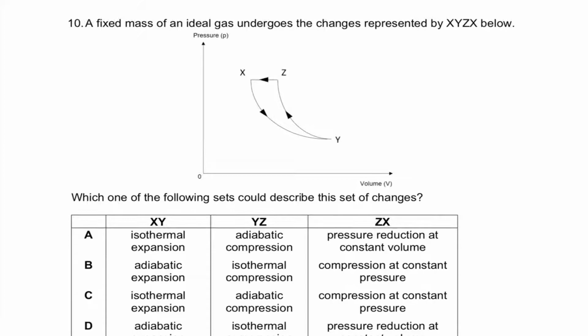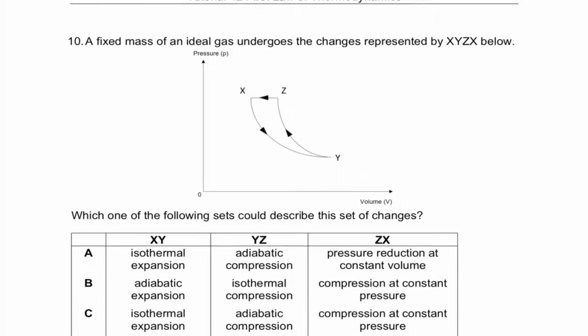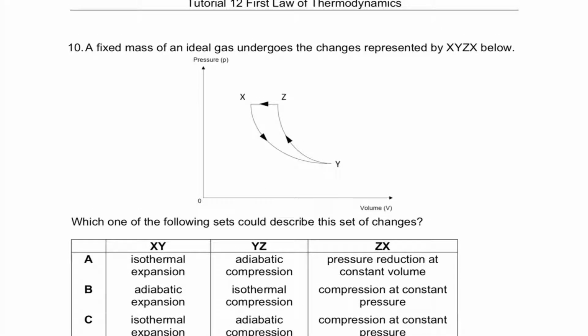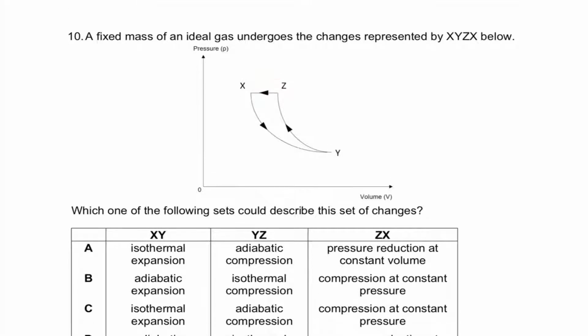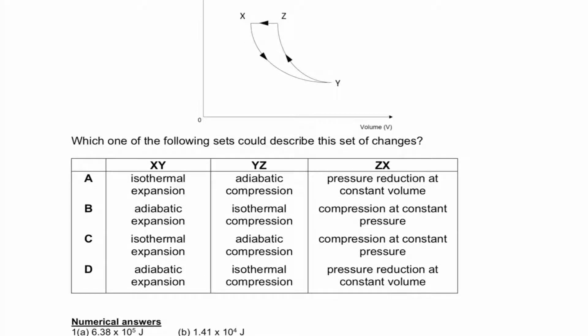So this p is constant. You can't really know it's constant, but you can tell that some things are not correct. For example, from Z to X, the volume has changed, so that rules out the constant volume part. So this is wrong and this is wrong. You rule out A and D, so you're left with B and C.